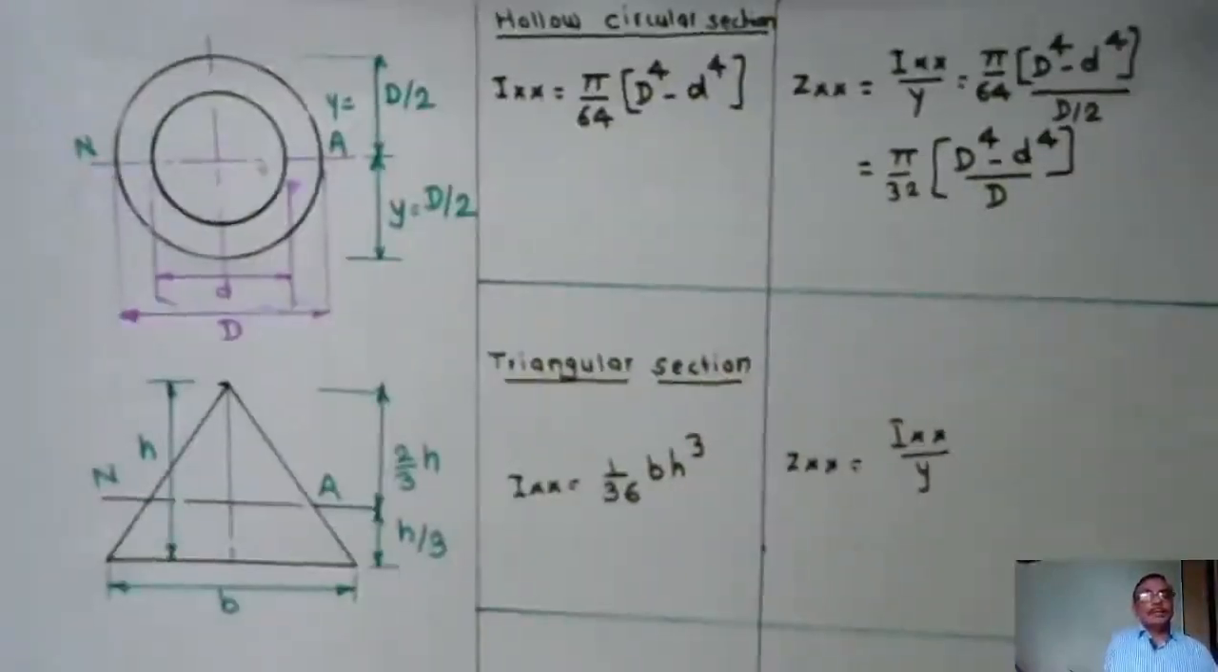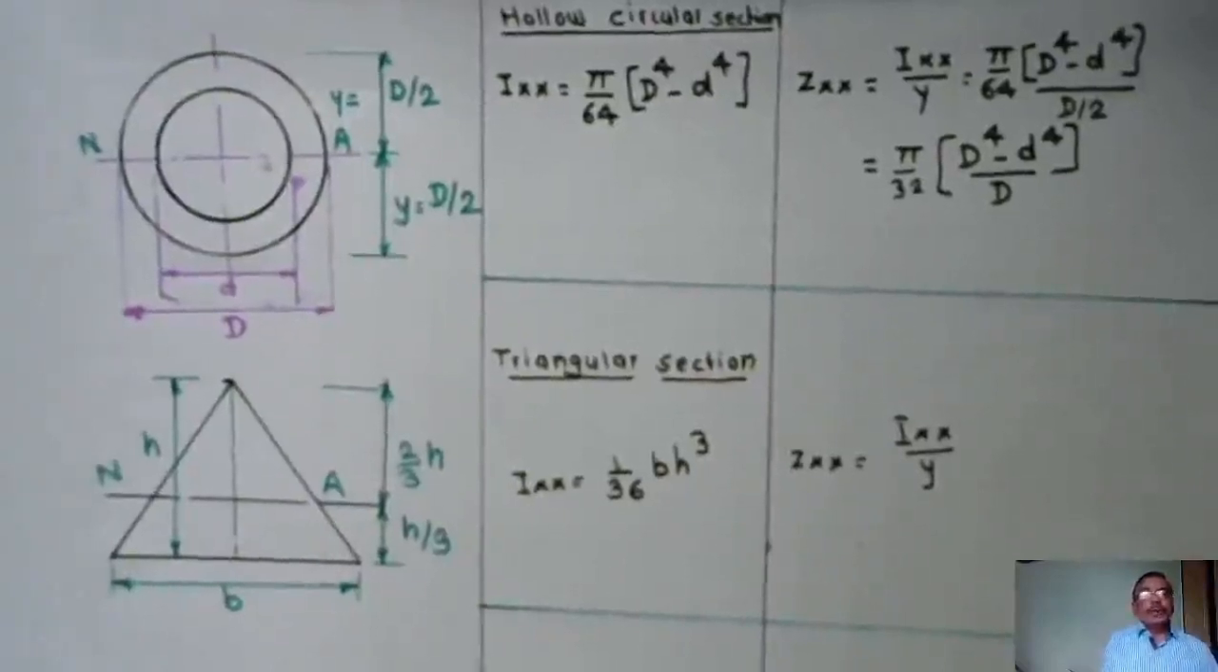In this triangular section, you have to remember here the neutral axis lies at h by 3 from the base and from the apex it is 2/3 h. Remember here, Ixx about the neutral axis is 1 by 36 bh cube. That's why Zxx is equal to Ixx upon y. If you have to calculate the neutral axis from the base, it is h by 3, and from the apex it is 2/3 h. So you have to put the value y is equal to 2/3 h or h by 3, depending on the conditions.